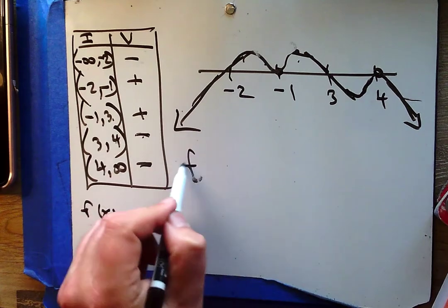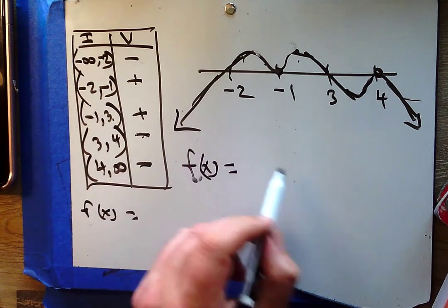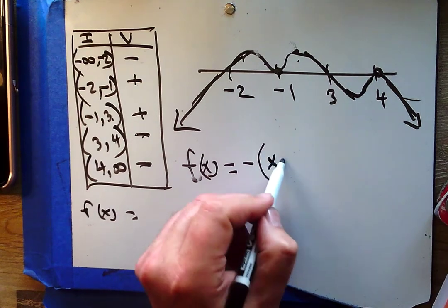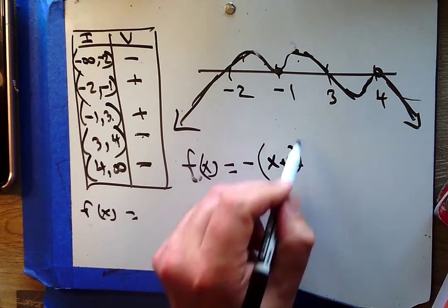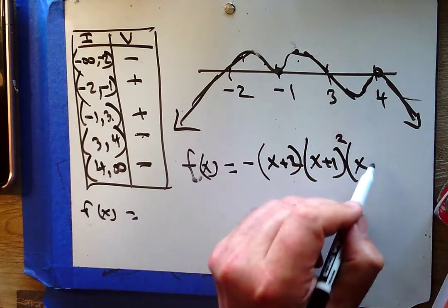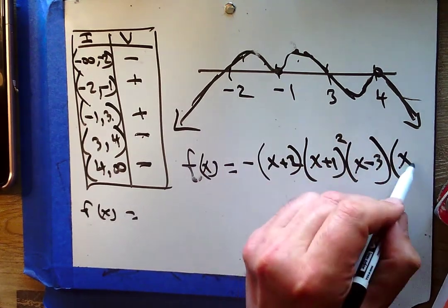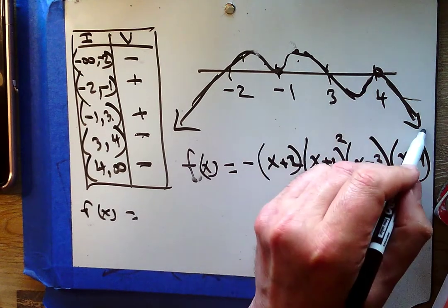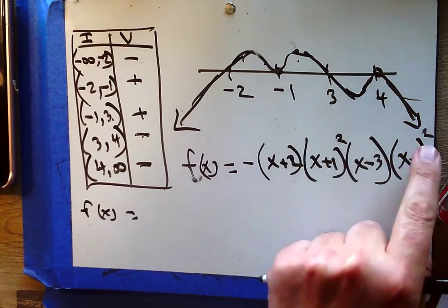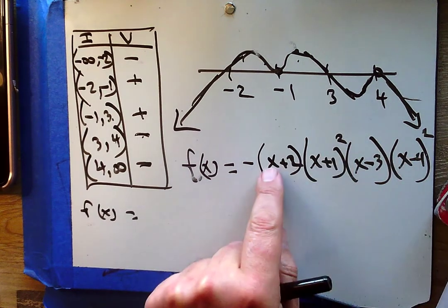I think I can write the factored form of that polynomial, where x plus 2, and x plus 1 because of the bounce squared, and x minus 3, and x minus 4 because of the bounce squared. And so here's a 6th degree polynomial, 2, 3, 4, 5, 6.